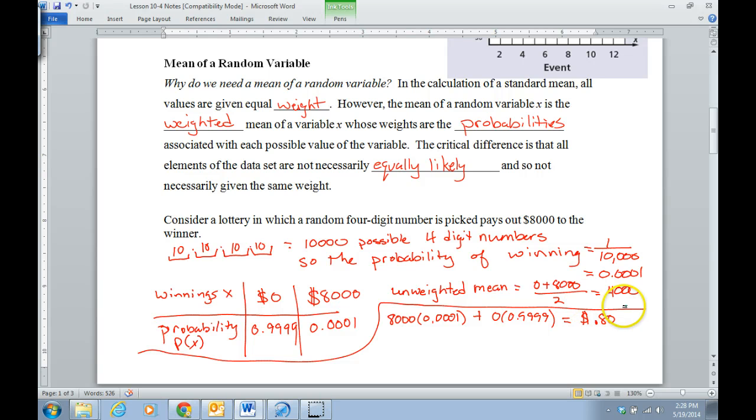So this is what you would get after the long range. If you ended up buying around 10,000 tickets, on average you would get 80 cents. Remember, this is a long-term calculation, and we talked about it after about, say, 10,000 tickets. So 80 cents is the mean of the random variable.